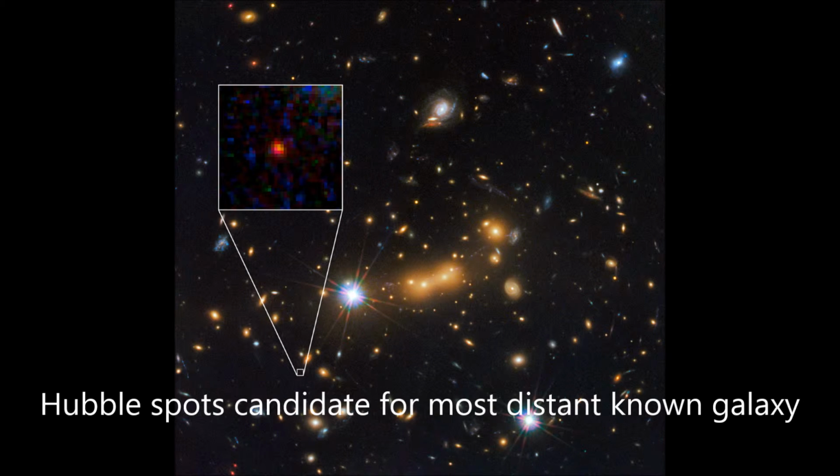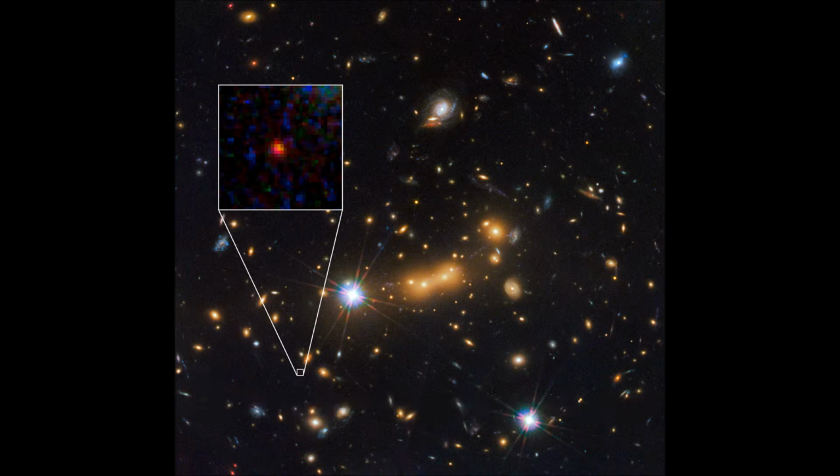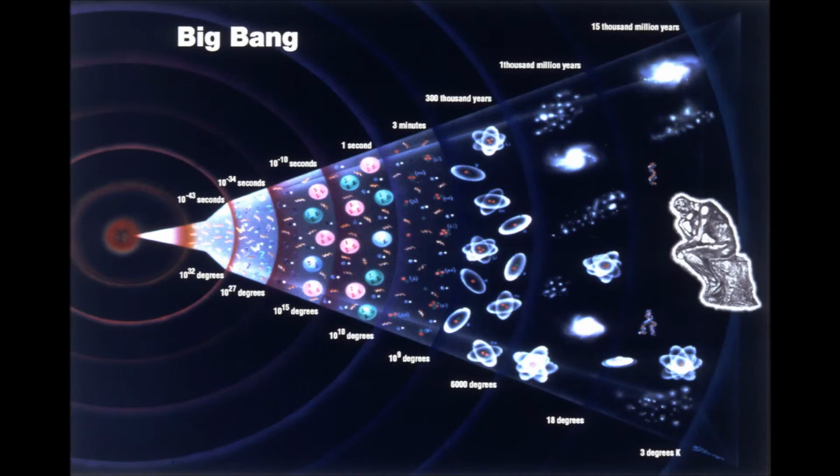One of the uses of the Hubble Space Telescope has been the detection of what appears to be the most distant and earliest galaxy yet discovered. This is a galaxy that was formed 480 million years after the start of the universe, with its light having to travel 13.2 billion years to get to us.